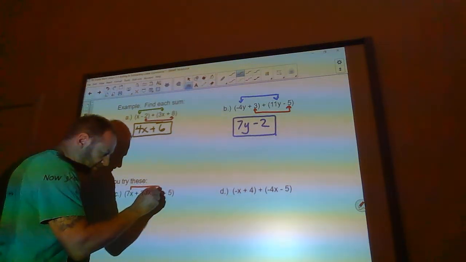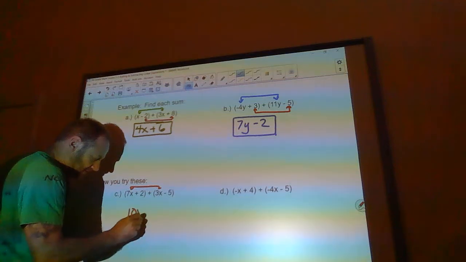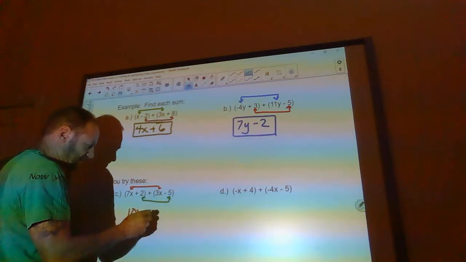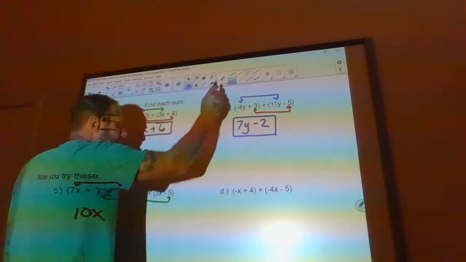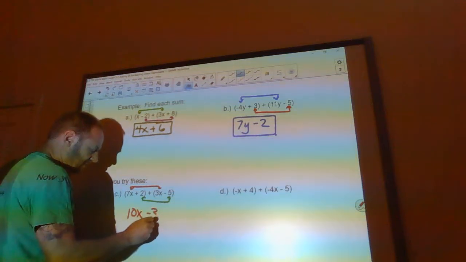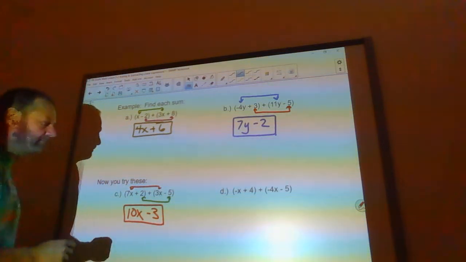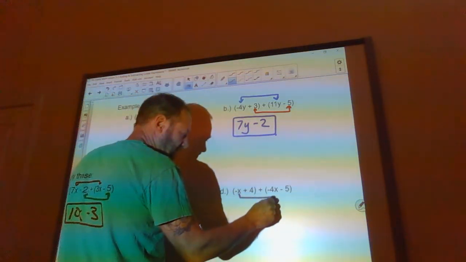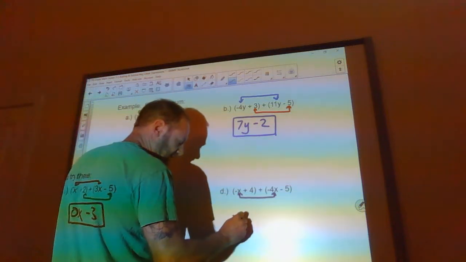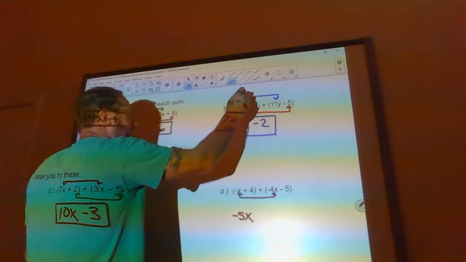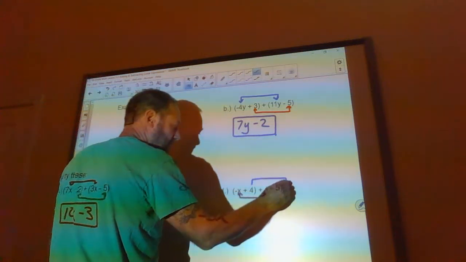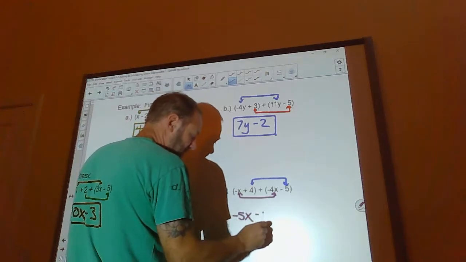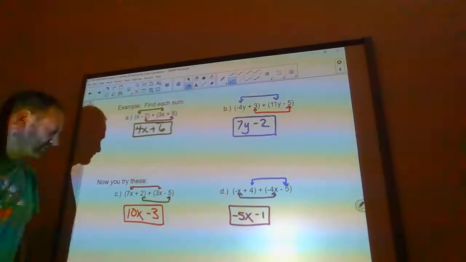Okay, so we're going to combine our like terms here. 7x and 3x would be 10x. And then we will take these two right here and combine them. That's going to be negative 3. Oops. So this is going to be minus 3. 10x minus 3. Over here, we've got negative x and negative 4x. That's going to be negative 5x. And then we've got 4 and negative 5 makes negative 1. So you should have got those for your answers right there.